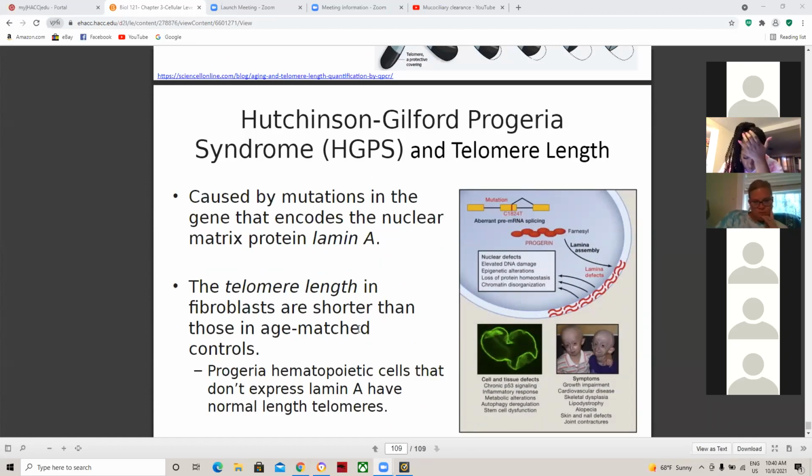A disease called Hutchinson-Gilford progeria syndrome is caused by mutations in the gene that encodes for the nuclear matrix protein laminin A. Remember, this was one of the proteins along the internal surface of the nuclear envelope. Telomere length in fibroblasts, meaning the growth cells, is shorter than in age-matched controls when looking at children with progeria and normal children.